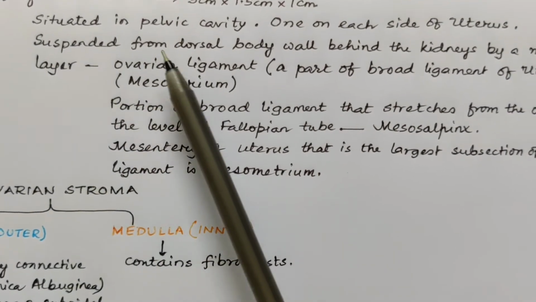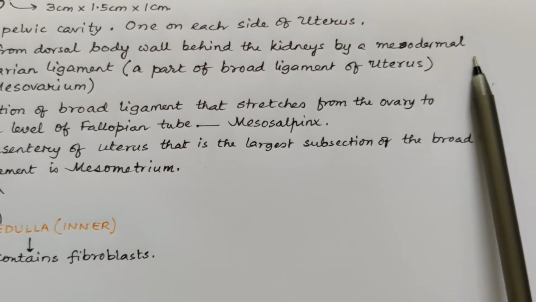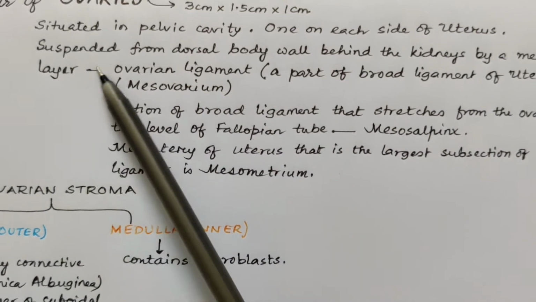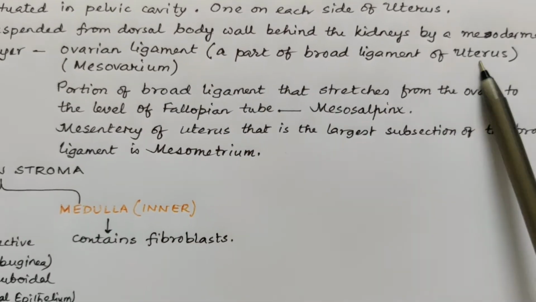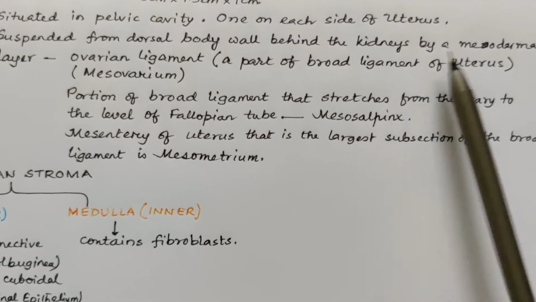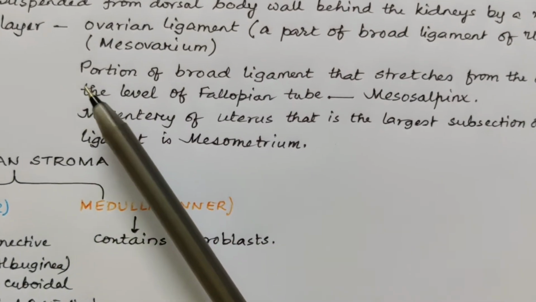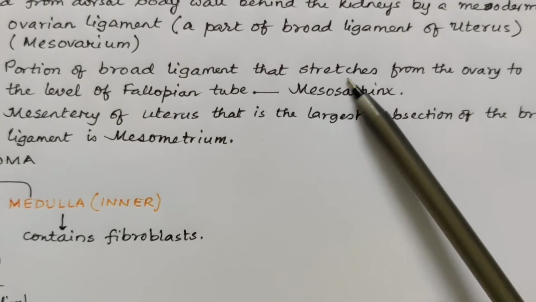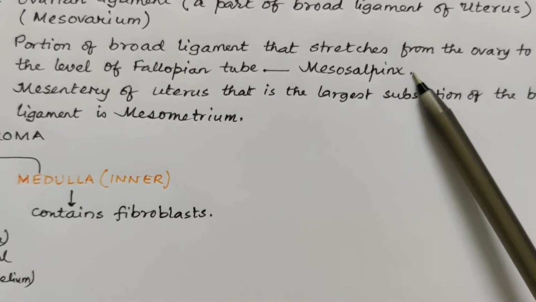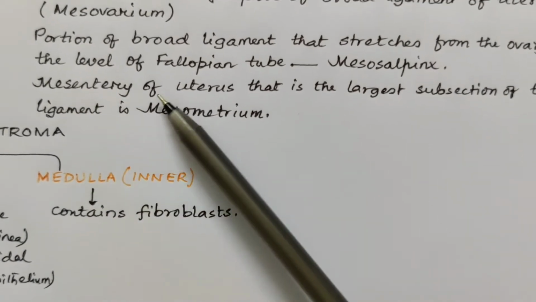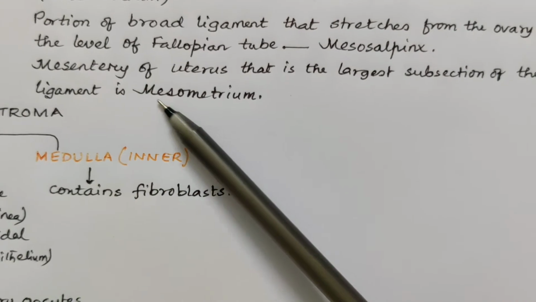It is suspended from the dorsal body wall behind the kidneys by a mesodermal layer known as ovarian ligament, which is a part of the broad ligament, as I said last time. It is the broad ligament of uterus called mesovarium. The portion of the broad ligament that stretches from the ovary up to the level of the fallopian tube is called mesosalpinx. The mesentery of uterus, that is the largest subsection of the broad ligament, is called mesometrium.